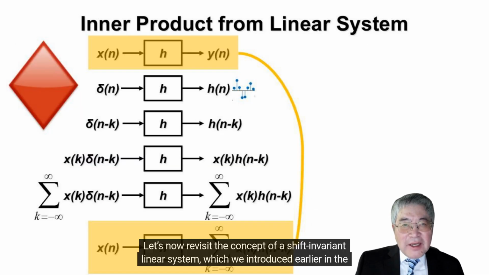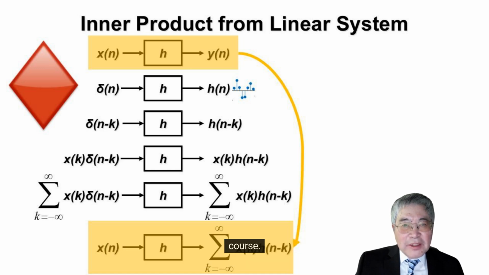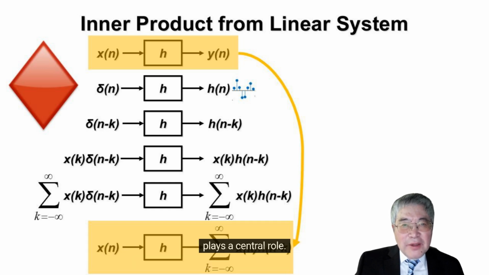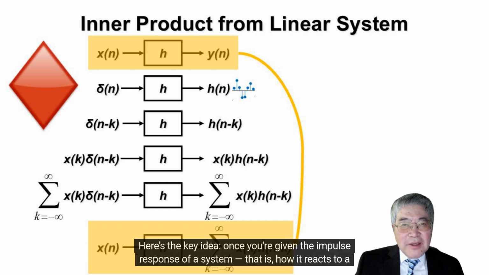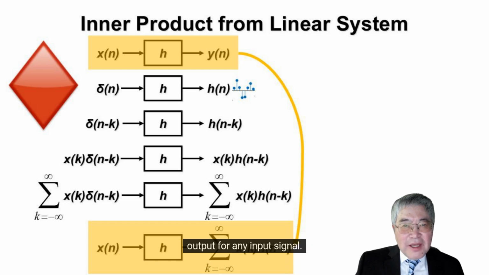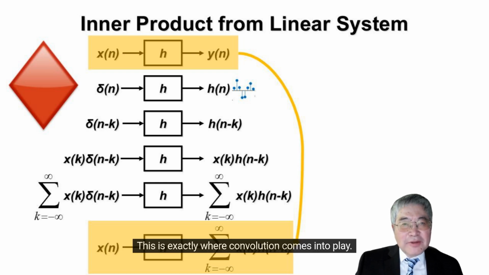Let's now revisit the concept of a shift-invariant linear system, which we introduced earlier in the course. This diagram gives us a step-by-step breakdown of how such systems behave and how the inner product plays a central role. Here's the key idea. Once you're given the impulse response of a system, that is, how it reacts to a single impulse, and you know the system is both linear and shift-invariant, then you can compute the system's output for any input signal. This is exactly where convolution comes into play.